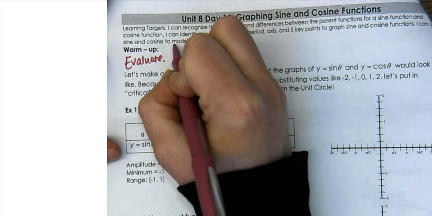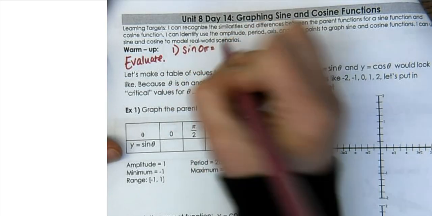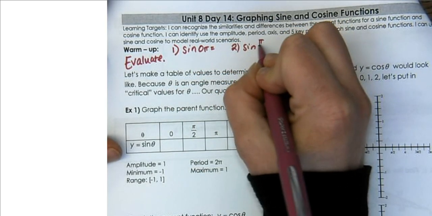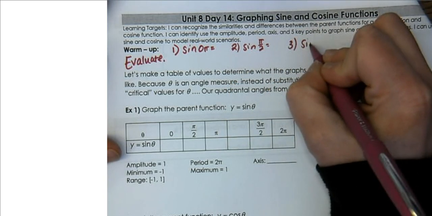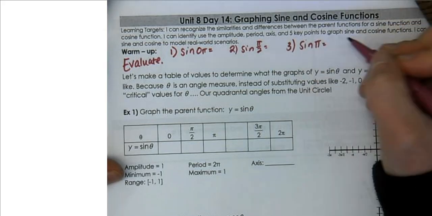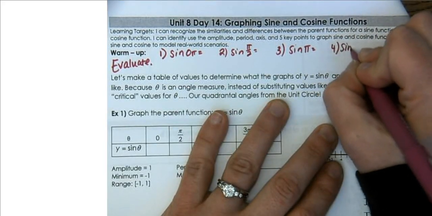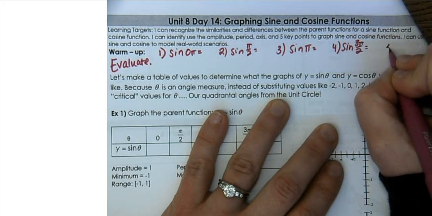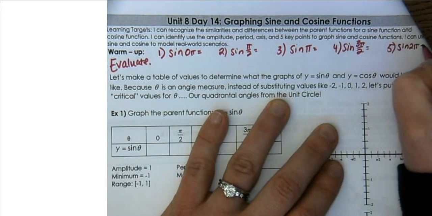So the first thing that we have is the sine of 0 pi. Then I want you to calculate what the sine of pi over 2 is. And then I want you to come up with what the sine of pi is. Then the sine of 3 pi over 2. And then finally, the sine of 2 pi. So those are the first 5.